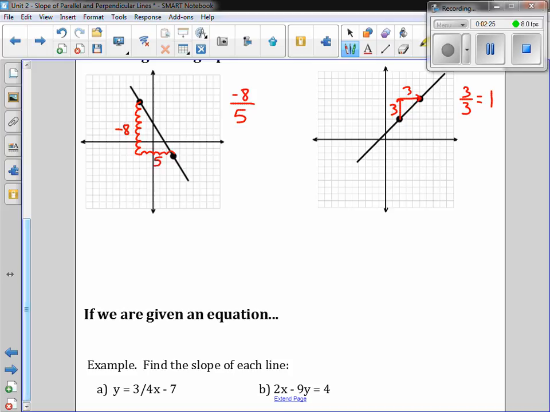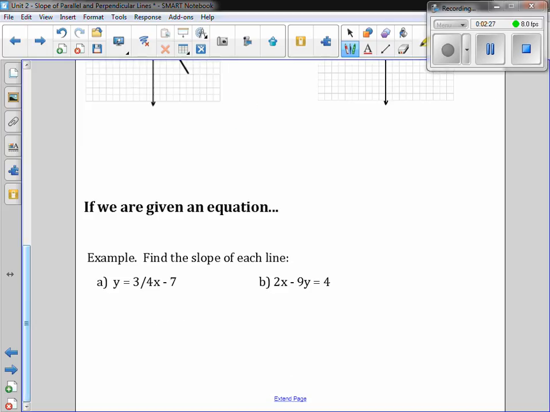Our last example of slope is when we are given an equation. Remember that the equation needs to be in the form of y equals mx plus b. Remembering that m is our slope and b is our y-intercept. Here we have an example. We just want to be able to find the slope of each line. If it is in the proper form, then we know that the slope is in front of x, and therefore m is equal to 3/4.